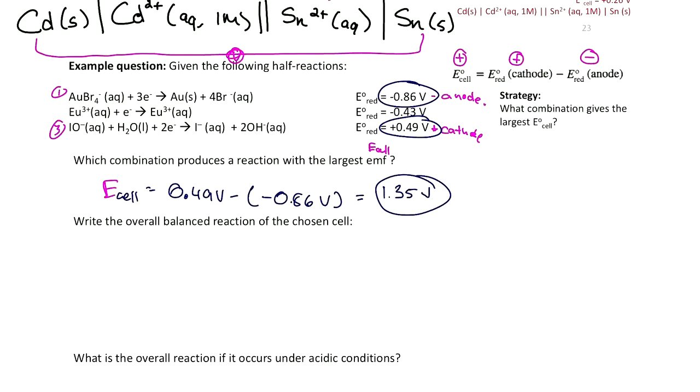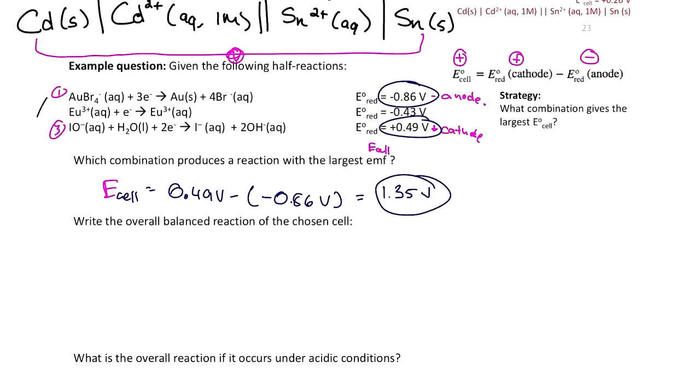The gold bromide solution half reaction, and an iodide half reaction. So let's write the overall balanced reactions for these cells. Just like before, but here I already have the half reactions for you, but both of these are in the reduction form.